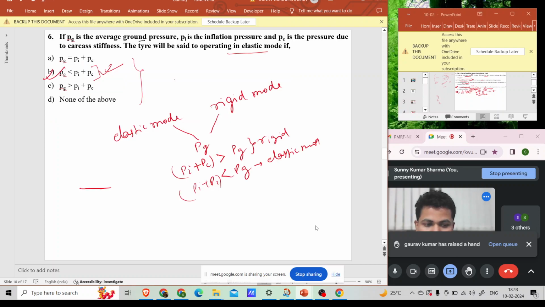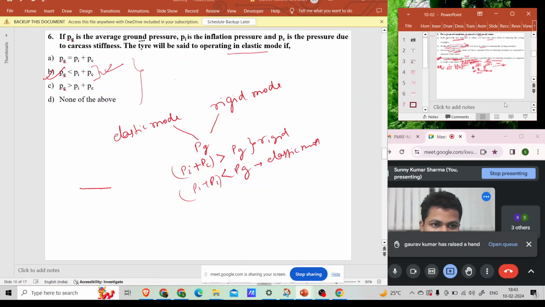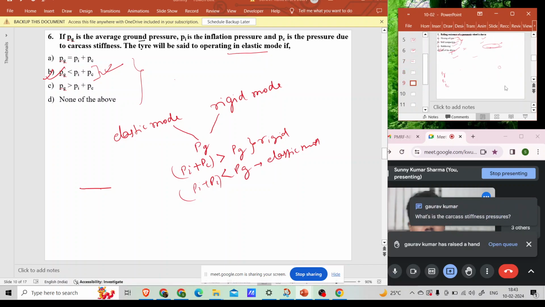Same curve. So now you are saying something, you have raised your hand. For the carcass stiffness pressure.